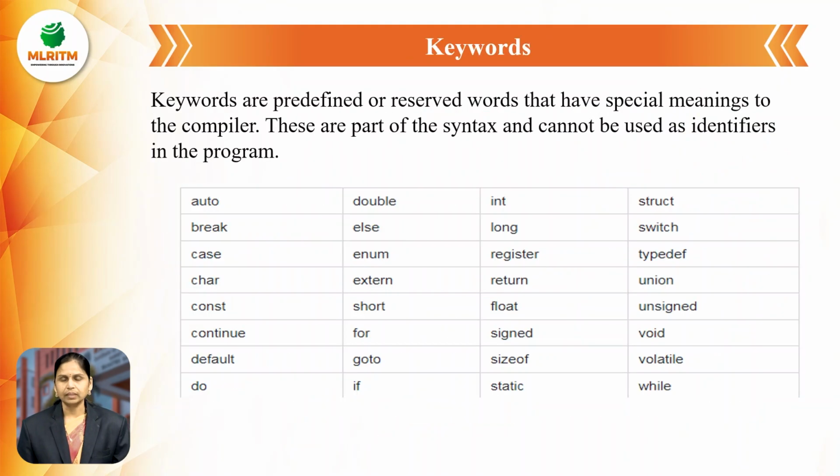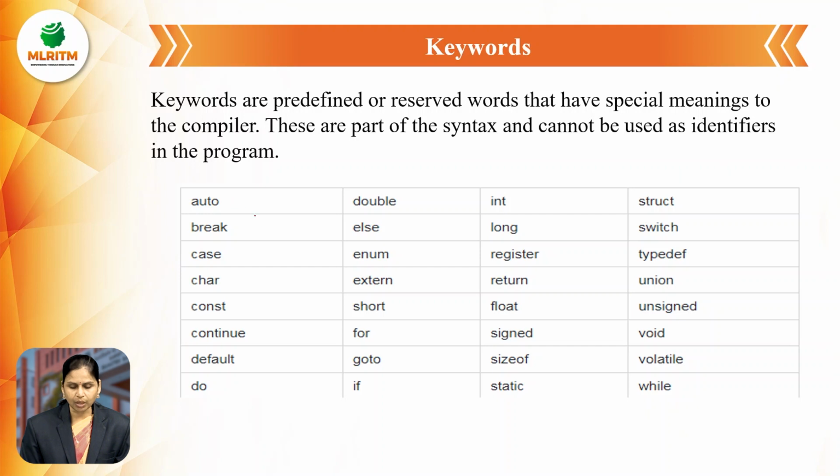Next one, keywords. Keywords are reserved words or predefined words in C programming. We cannot modify the meaning of these keywords. These keywords should always be in lowercase only. In the C programming language, we have 32 keywords. Now this is the list of the keywords. All these keywords are in lowercase letters only.